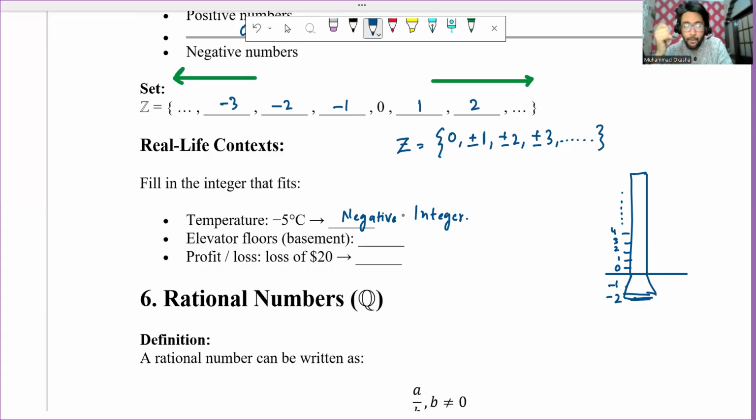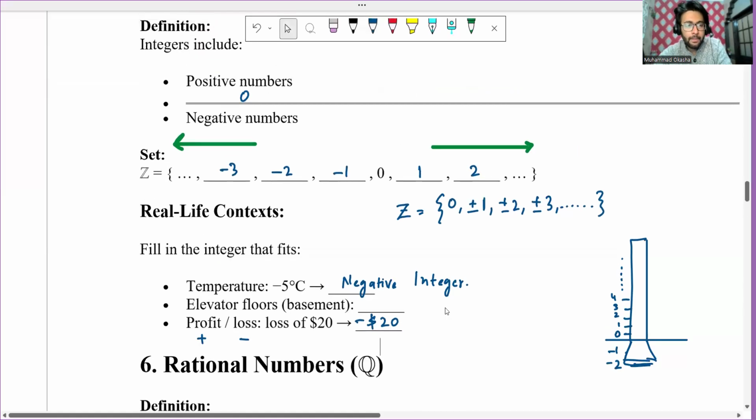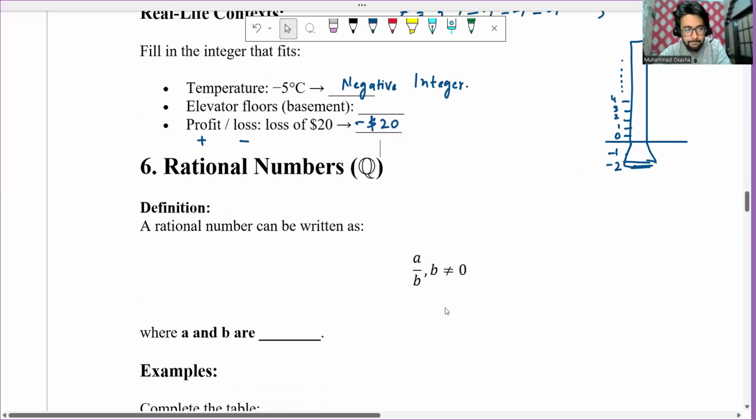Profit and loss. Profit can be represented by positive, and loss can be represented by negative, right? So a loss of $20, we can say -20. So this could be one of the ways to use positive and negative integers in our real lives.